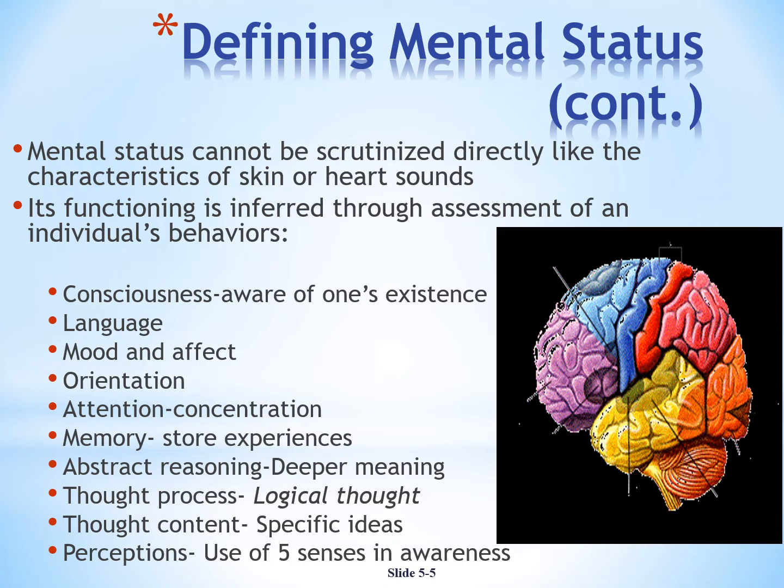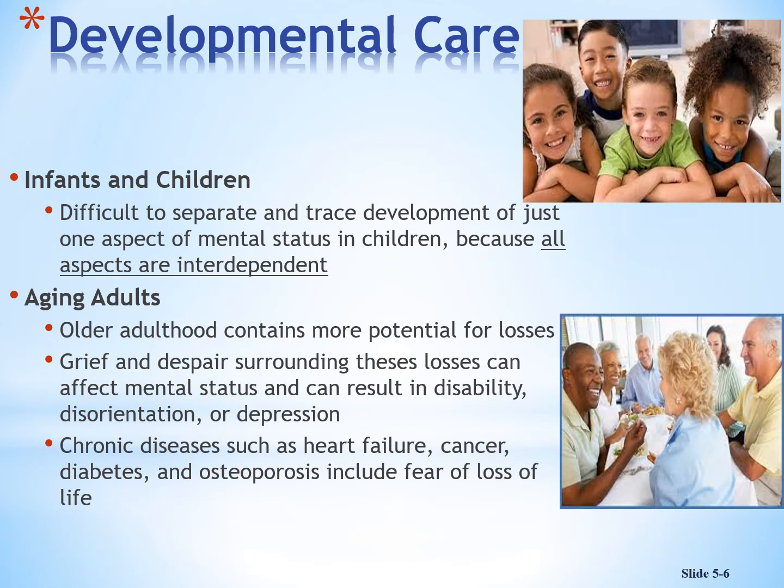And then the person's perception, which is the use of their senses. So are they aware? Sometimes people have problems with, say, hallucinations, and it could be that there is a mental health disorder there as well. So we can look at all these things in order to infer or get information related to that person's mental status. Infants and children, we cannot really separate their mental status. We cannot look at it piece by piece like we would for the adult.